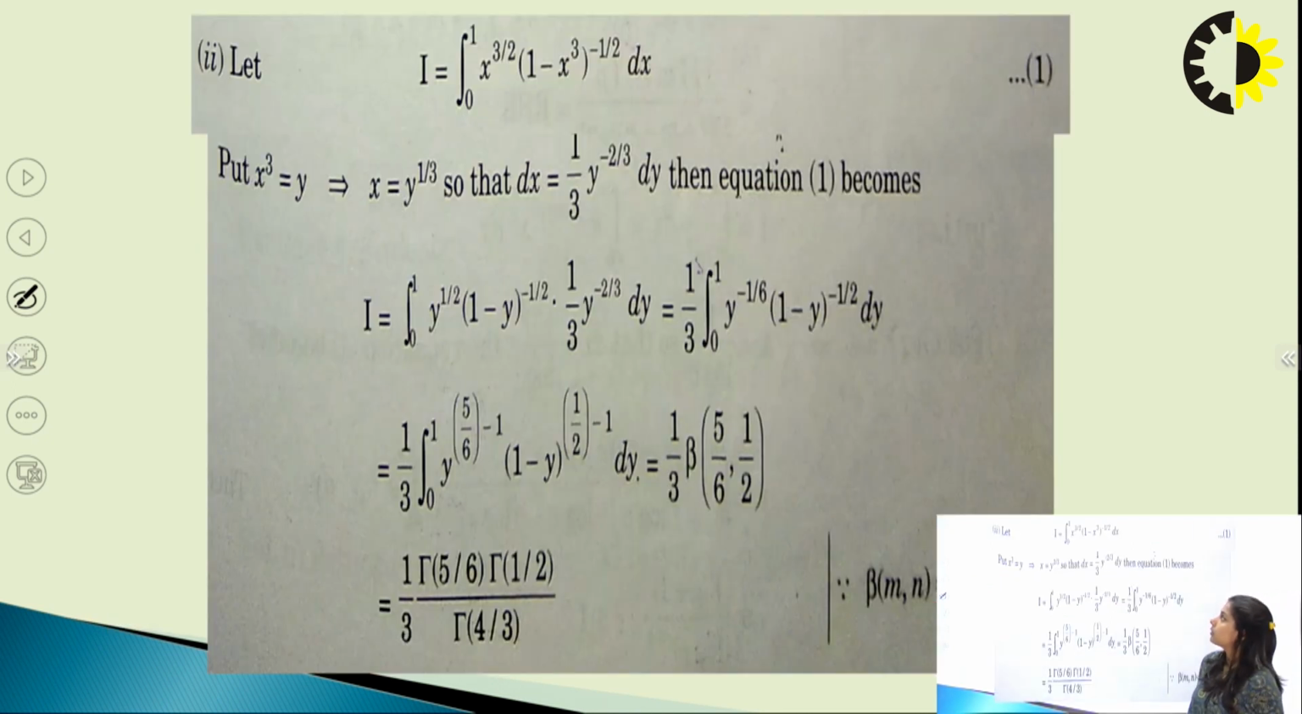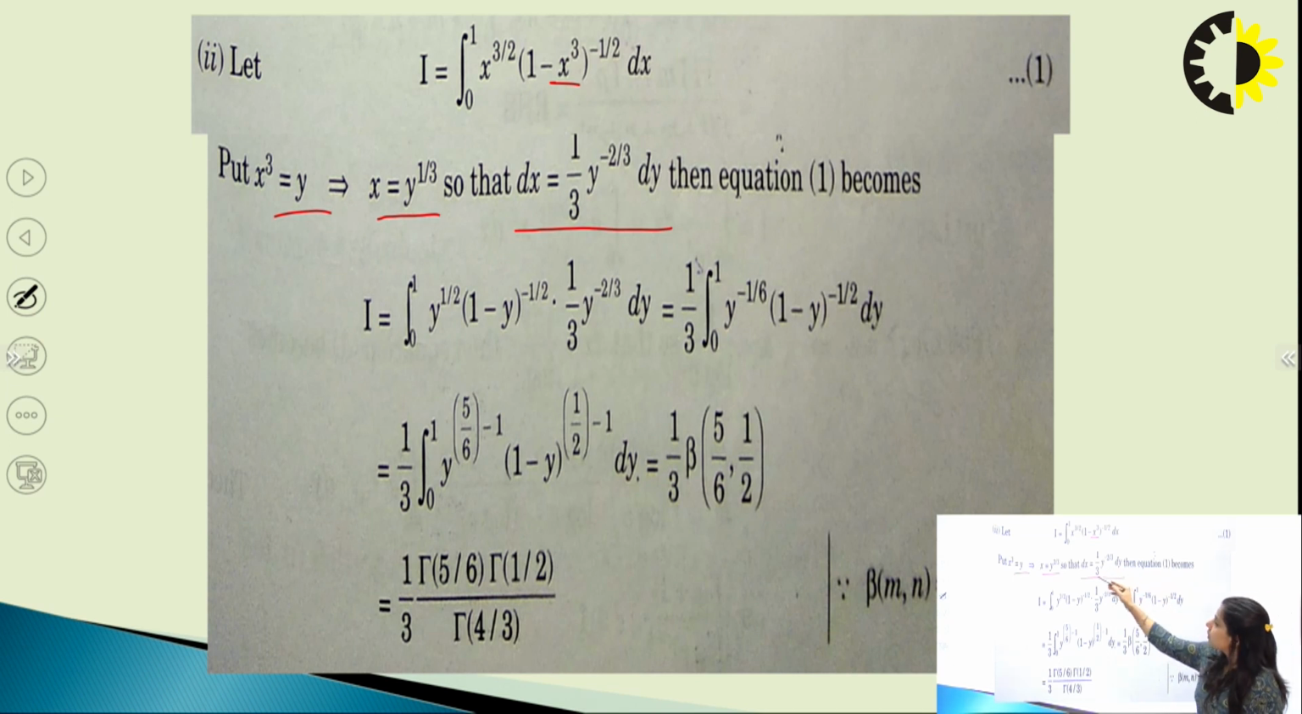The second integration is integration 0 to 1 x power 3 by 2 into 1 minus x cube whole power minus 1 by 2 dx. Now we will put x cube equal to y, then this implies that x is equal to y power 1 by 3. So by differentiation, dx is equal to 1 by 3 y power minus 2 by 3 dy.